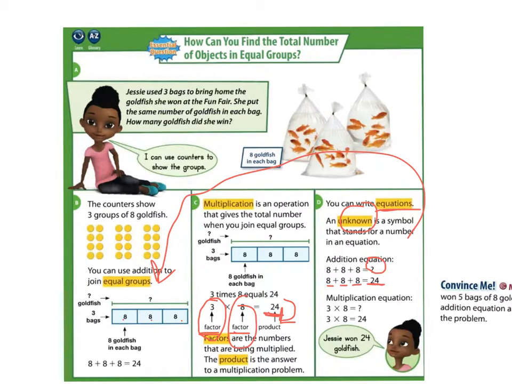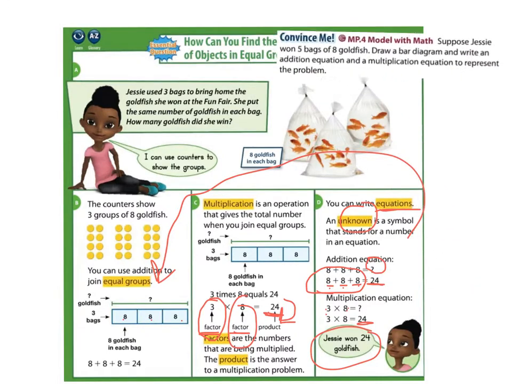Again, we can turn these repeated addition problems into multiplication. We have 8, 3 times. So 3 times 8 is 24. Jessie won 24 goldfish.